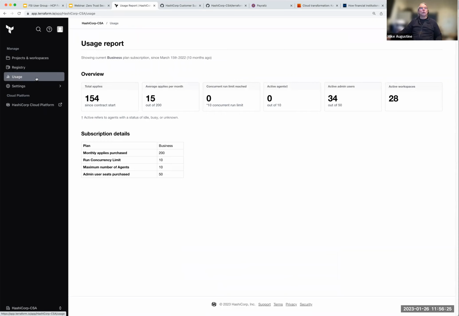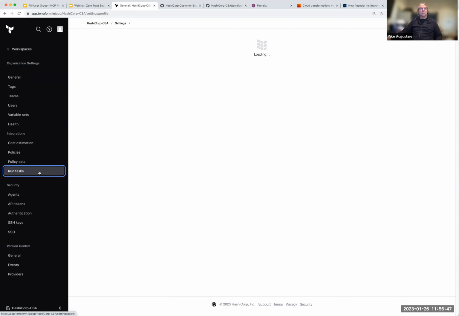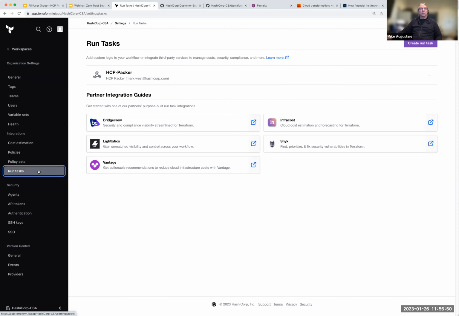Going into some reporting of what is going on in your environment, and then settings for the environment, which are pretty extensive. This is how you would set things up. This is where you would apply policy sets to the organization for policy as code, where you could integrate run tasks. Just an example of what I said about other vendors providing run tasks that integrate into their products.